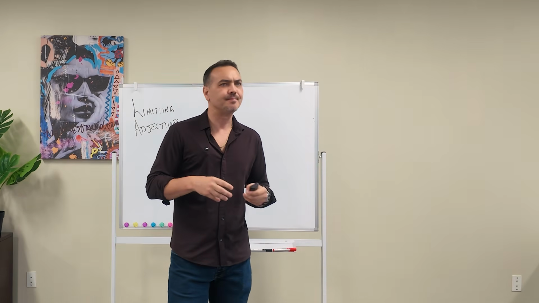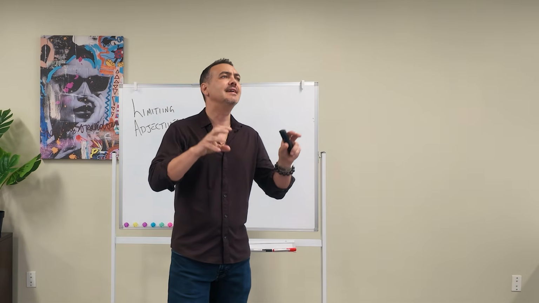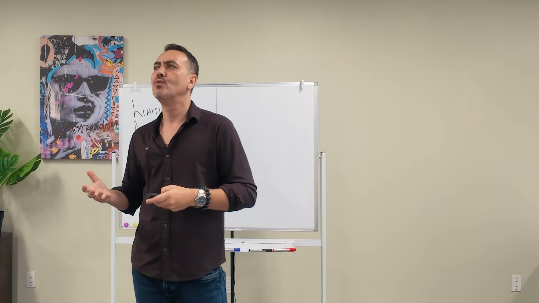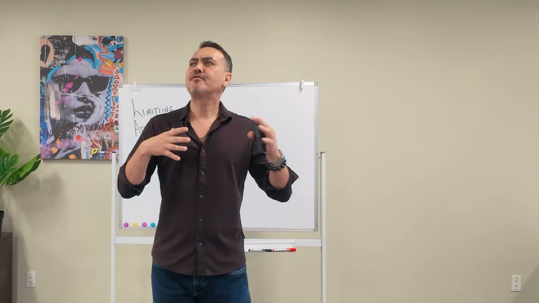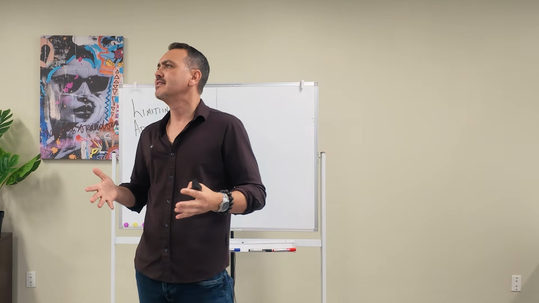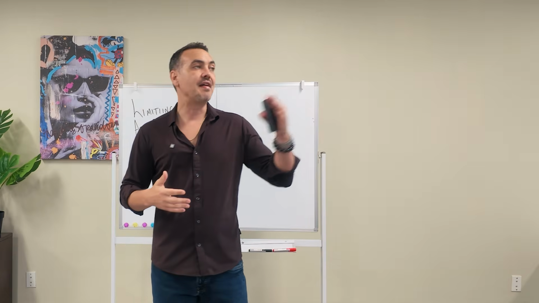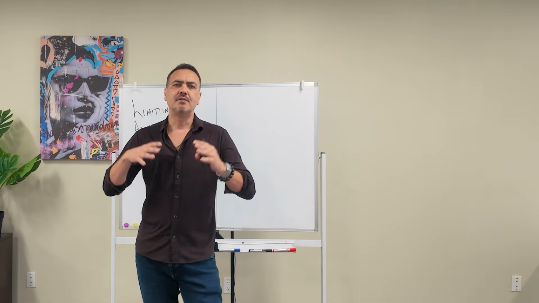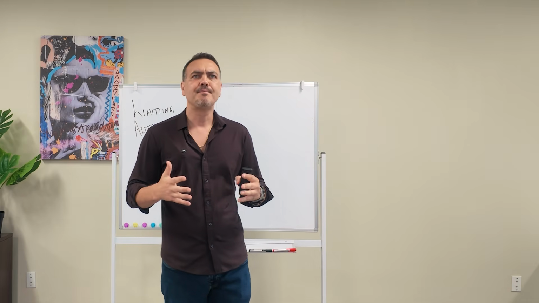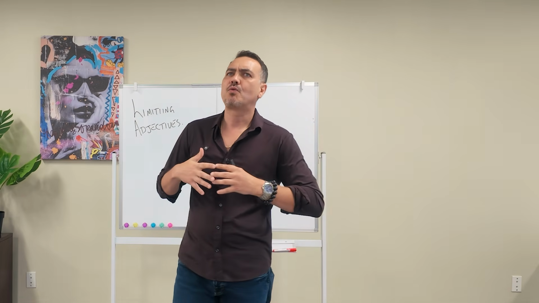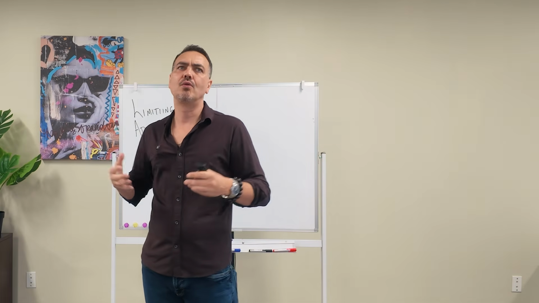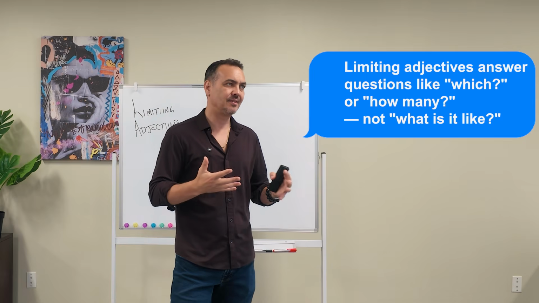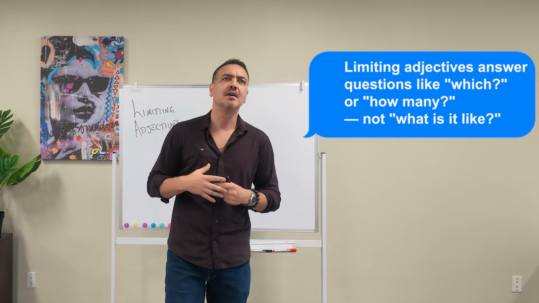Listen to these examples. This book is mine. I need some water. Every student passed the test. That building is very tall. Now notice something important. Limiting adjectives answer questions like which or how many, not what is it like. It's not describing it.